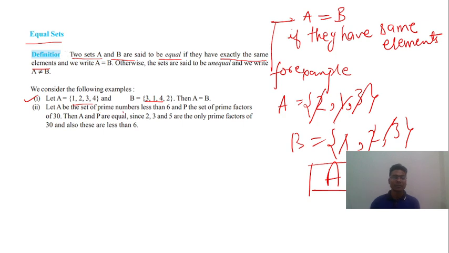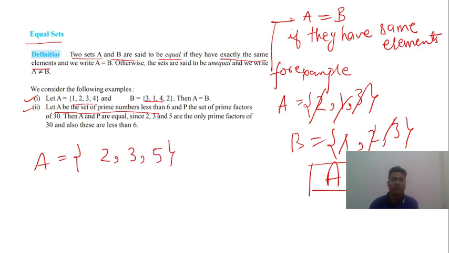Again, here is another example of equal sets. A is the set of prime numbers less than 6. What are the prime numbers? The prime numbers are 2, 3 and 5.